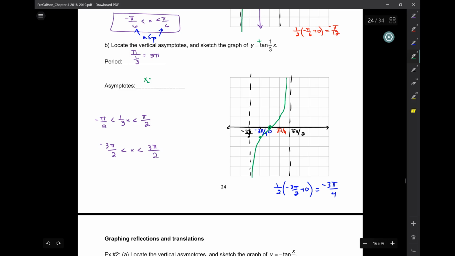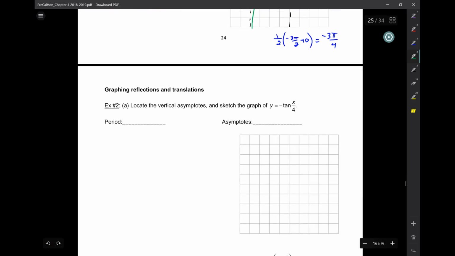These seem easier because you really are experts at the other stuff now. More than you think. You are expert at the sine and cosine now. So the asymptotes are going to be at x equals plus or minus 3 pi over 2. Okay. Take a look at this one.